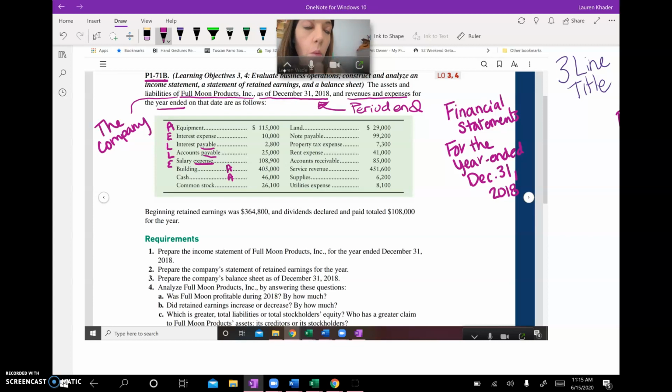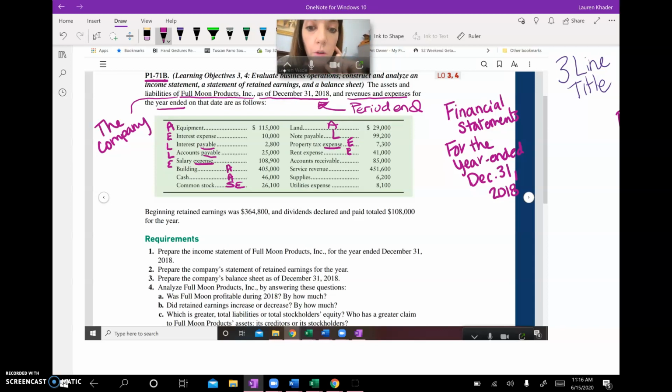Common stock. Common stock represents the ownership of our company. People who have invested in our company, we've issued them common stock. Common stock is a stockholders' equity account. Land, an asset. Notes payable. We've borrowed money, a lending, a liability. Property tax expense, the cost of owning that building. We had to pay property tax expense. It's an expense. Rent expense, we had to pay for that.